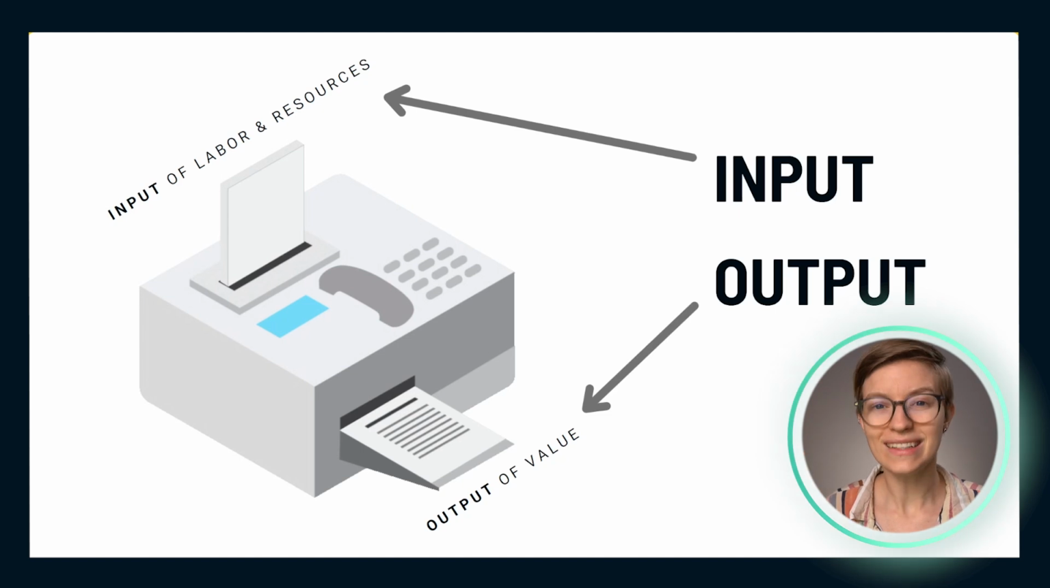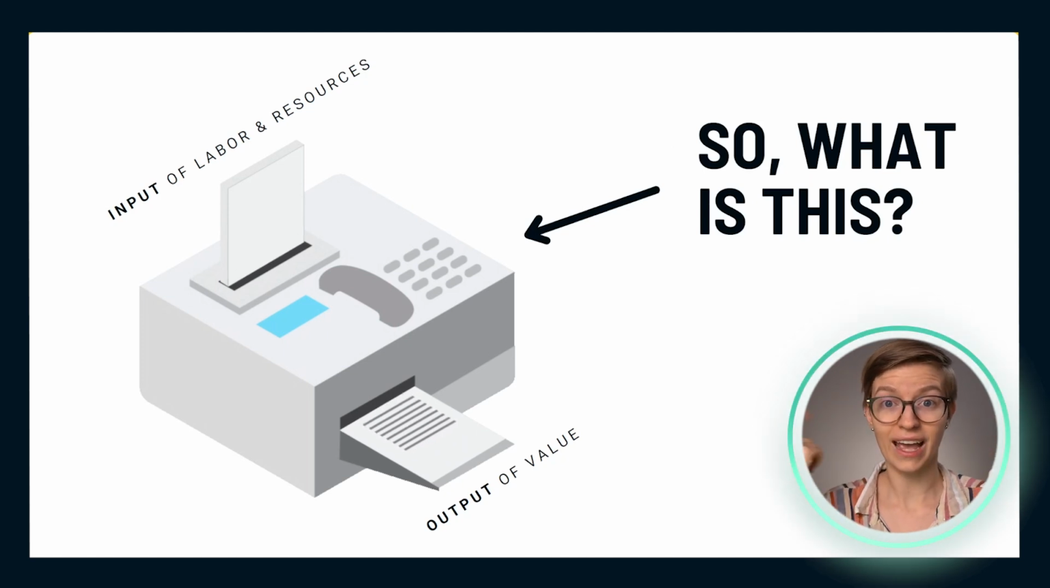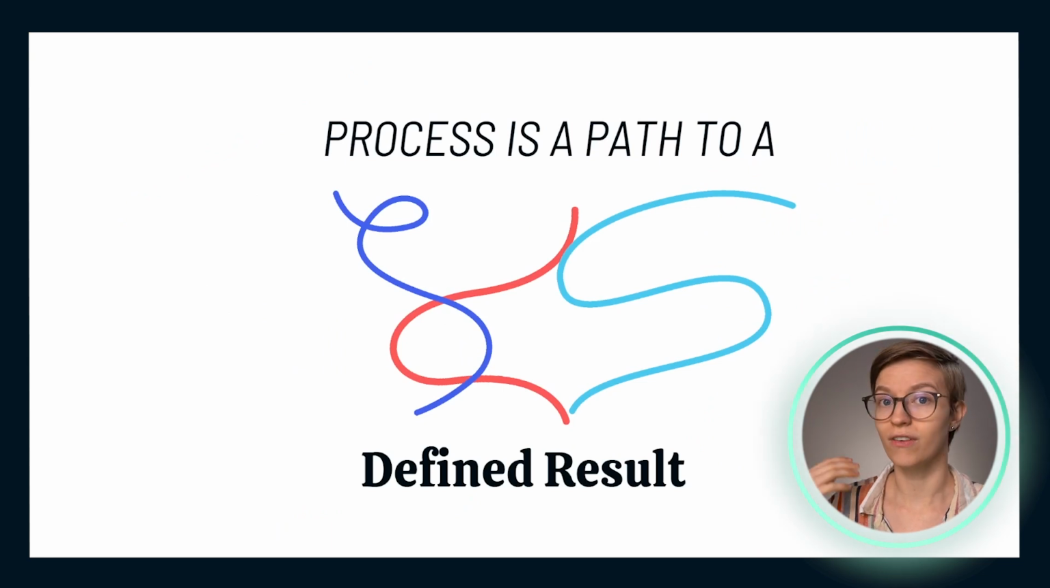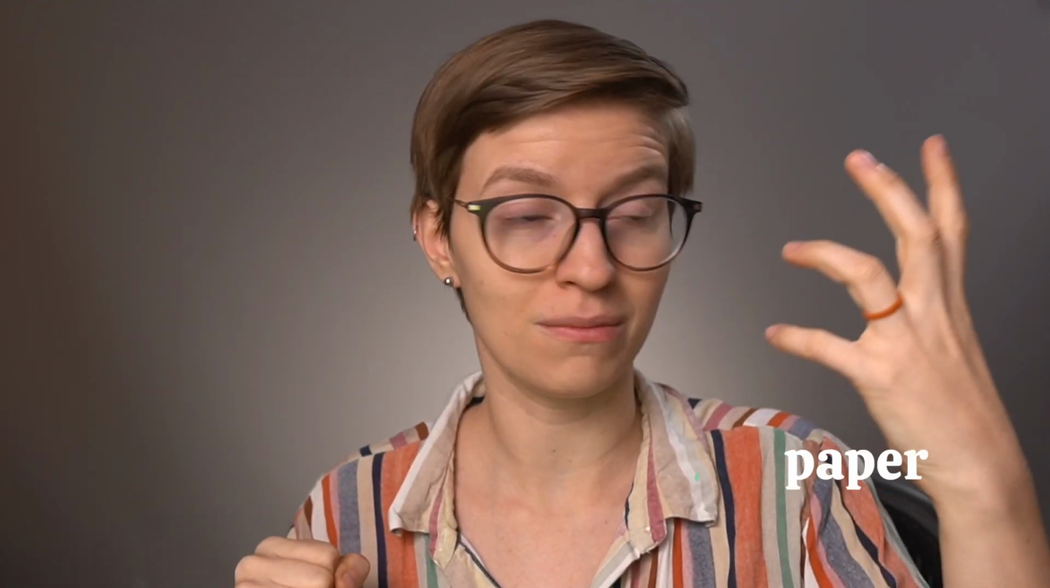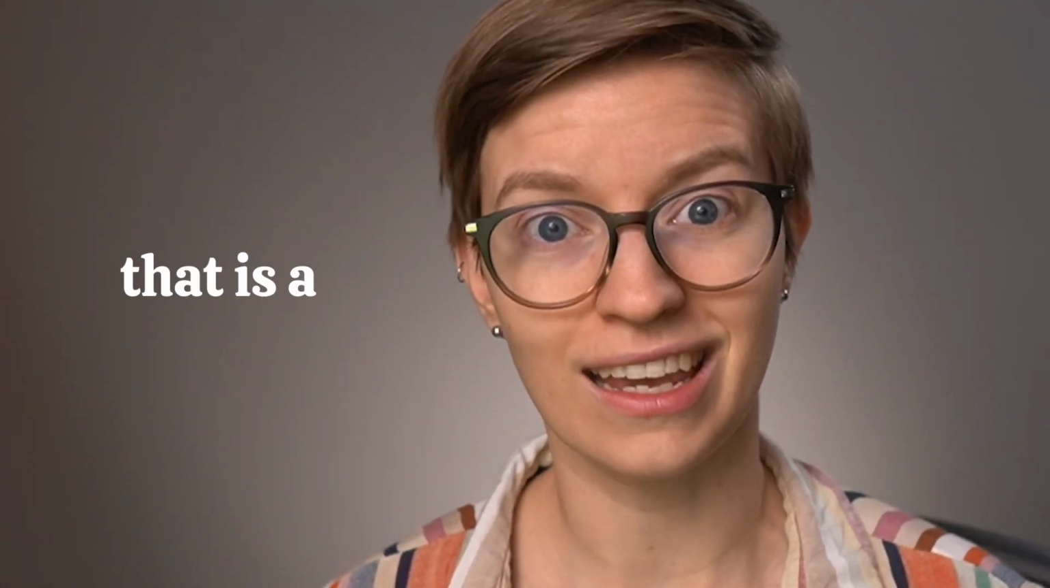And what is it that we can call this machine? Well, if we wanted to be literal, we could call this a printer, which you would be correct. We could also call it a machine, which would also be correct. But if we take a step back and go a bit theoretical, we could call this machine, this thing that's turning inputs into outputs, a process. Process is just a path to a defined result. When you turn one thing into another thing that you've defined, that journey between there of turning paper into printed paper, of turning ingredients into a cake, that is a process.